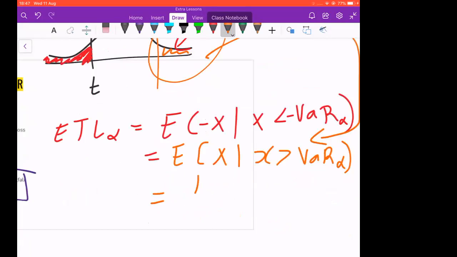In such a case, you can just write 1 over 1 minus alpha, and then you will have what? This is what you will have. You will have, not from negative infinity, but from VaR alpha to infinity, x f of x dx. So either way, you find the answer.